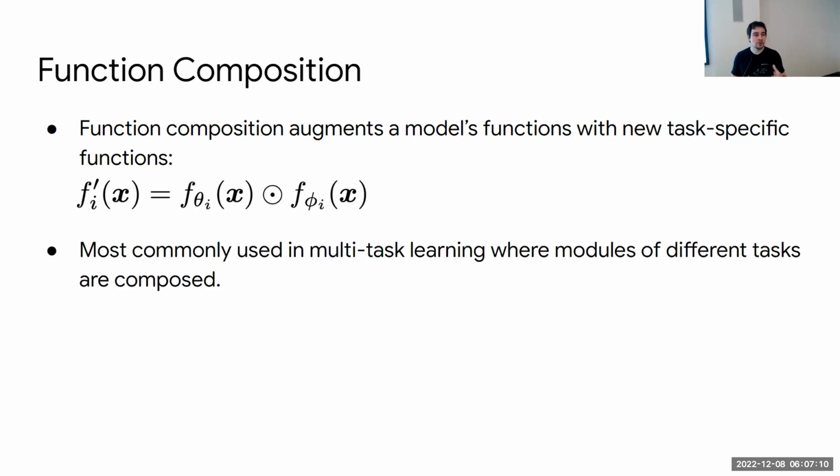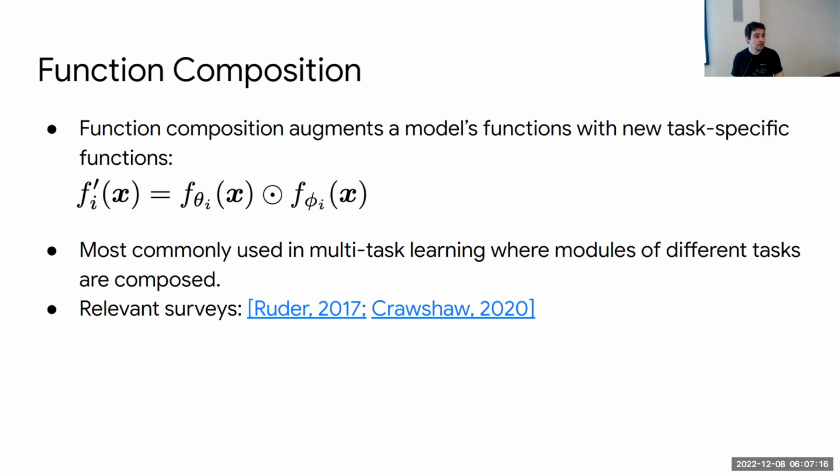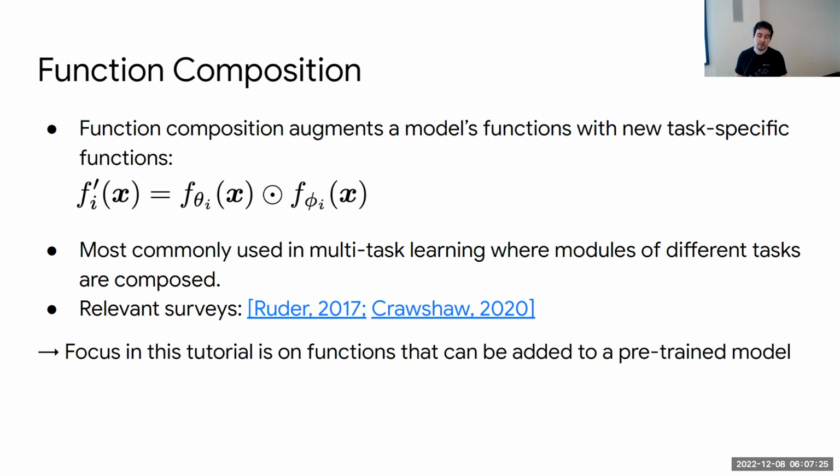In practice, adding arbitrary functions into a model is something that has been very well studied in multitask learning, where people have combined different modules with different sharing patterns across a diversity of different tasks. If you're interested in that, I would mainly direct you to these two surveys, because we're mainly focusing on pre-trained models, which is not typically the setting most multitask learning work takes place in.